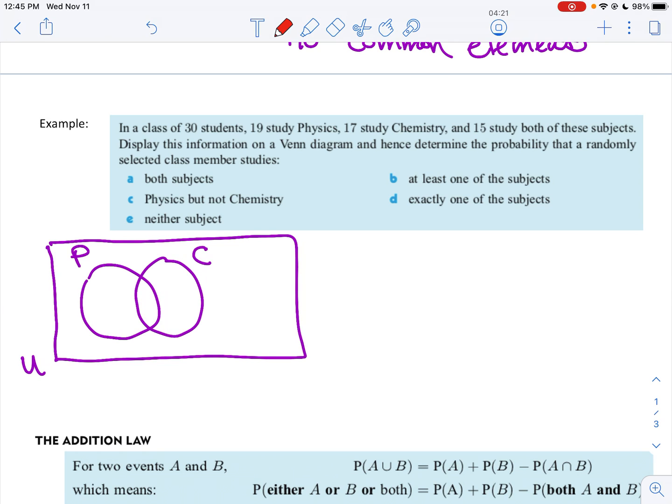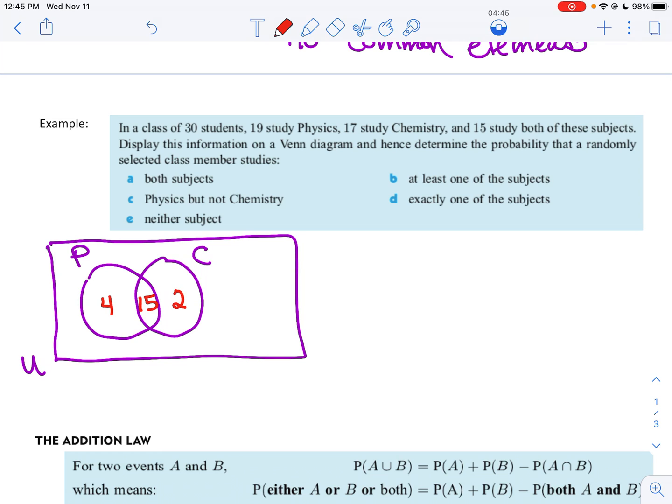It says 15 students study both. Well, then in the P circle, I need 19. Well, I have 15 of them. So that means this part here, which is physics but not chemistry, there's 4 students. If chemistry has 17 and I have 15, that means there's 2 here.